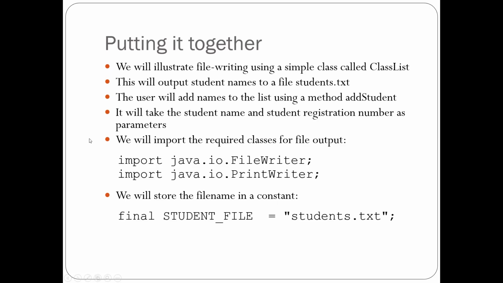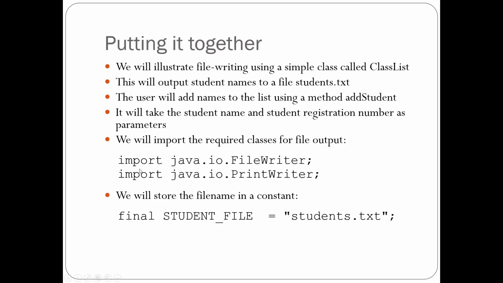So what we're going to do is stick all that together in a single application, and it's going to be called class list, and we're going to output students' names to a file called students.txt, and we're going to use a method called addStudent, which is going to take two parameters. One is the student registration number, one is the student's name, and then we're going to write those two pieces of information to an external file called students.txt. So in order to do that, we'll go through the stages.